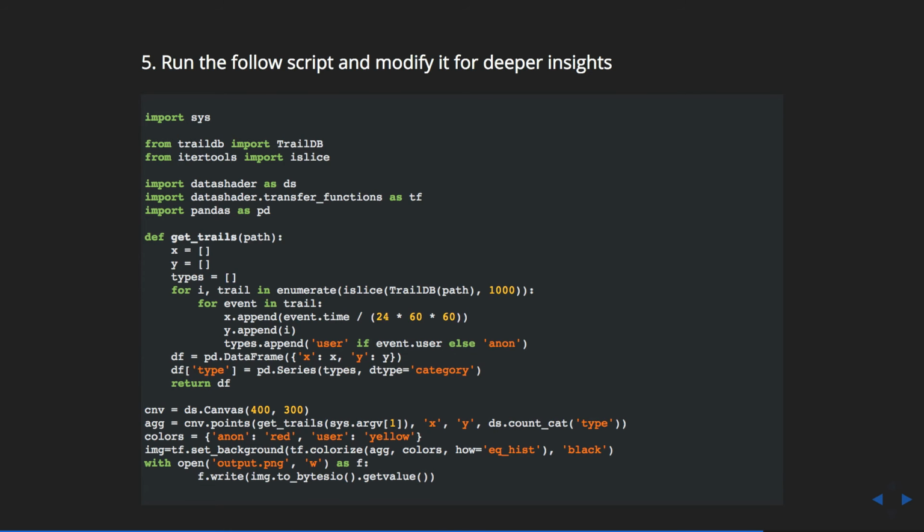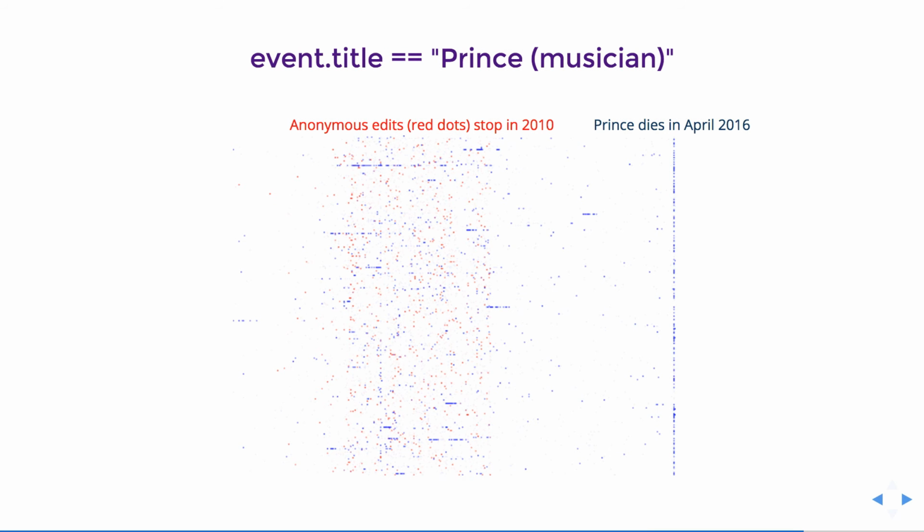Or if you are working in a company, maybe you have some data from your website or something, you can easily visualize it in this way. And this is a really nice way of finding great insights about data. So just to give you one last example, I focused on a particular subset of Wikipedia, namely one page about Prince, the artist.